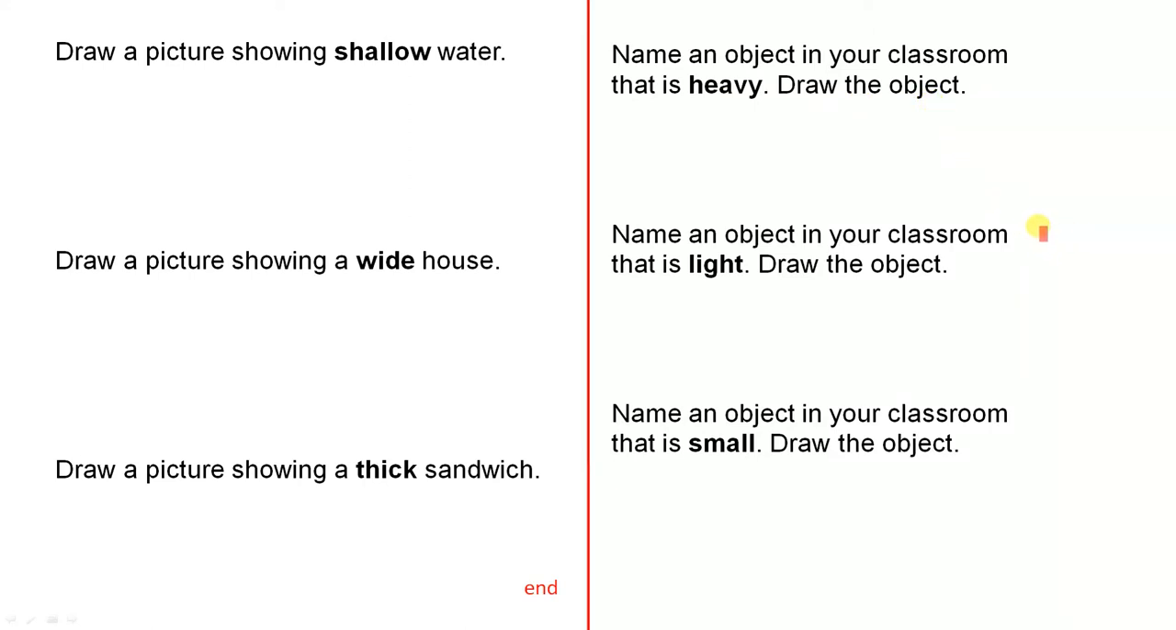Name an object in your classroom that is light. Draw the object. Name an object in your classroom that is small. Draw the object. So this video has looked at a number of words that can be used in real life, and there are many others, and these words describe size, and they compare the size or some characteristic of one object to another.